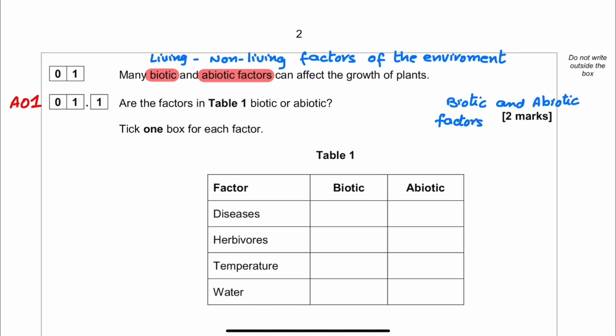From table number 1, we can see that diseases are caused by germs or pathogens or viruses, so they are biotic factors. Herbivores, they are animals and they rely on the plants, so they are also biotic factors. Temperature and water, they are non-living factors, so they are abiotic factors.